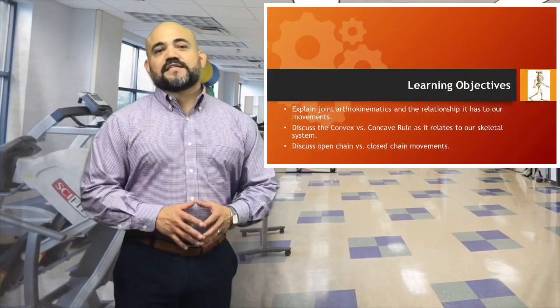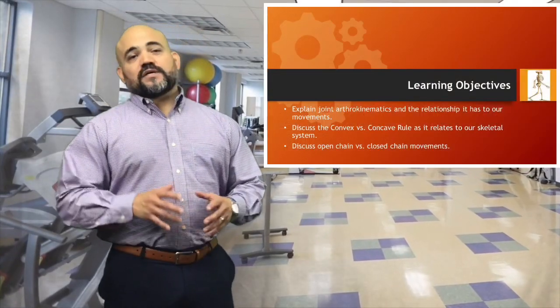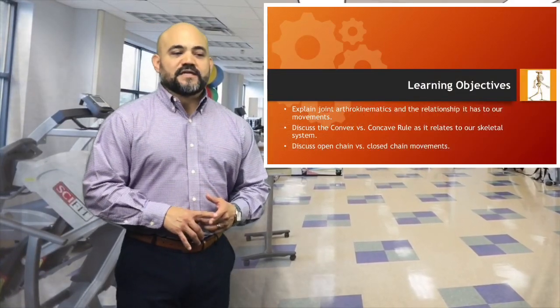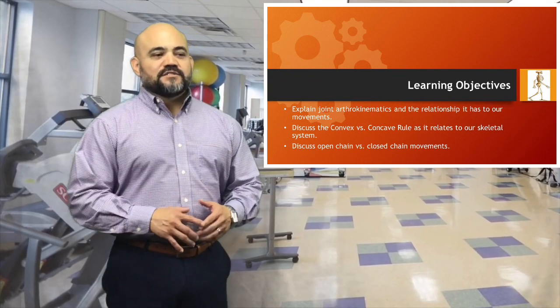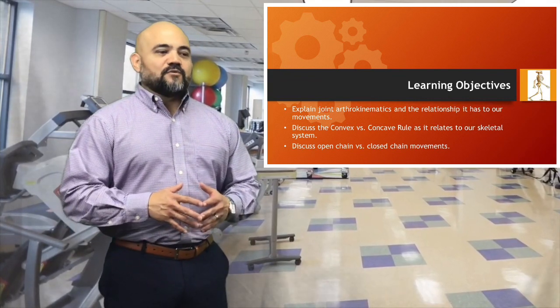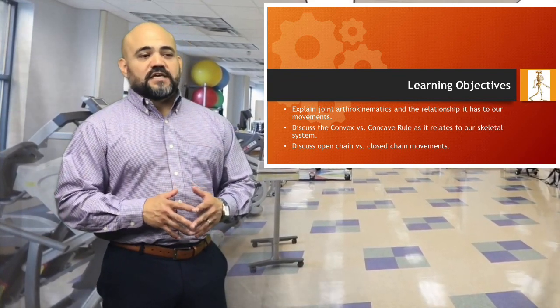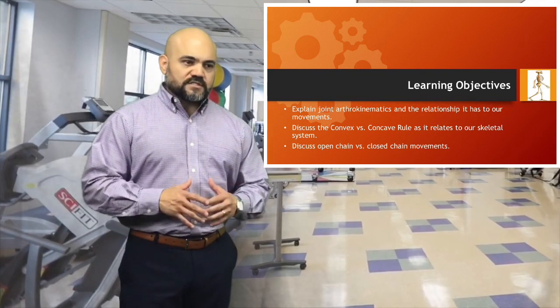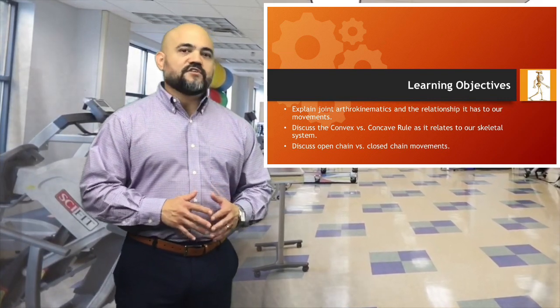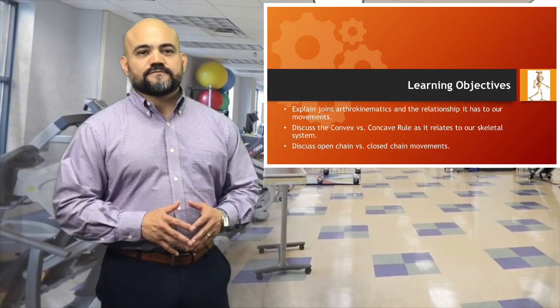The specific objectives I want to cover today are: I want to explain joint arthrokinematics and the relationship it has to our movements. I want to discuss the convex versus concave rule as it relates to our skeletal system. And I want to discuss open chain versus closed chain movements.